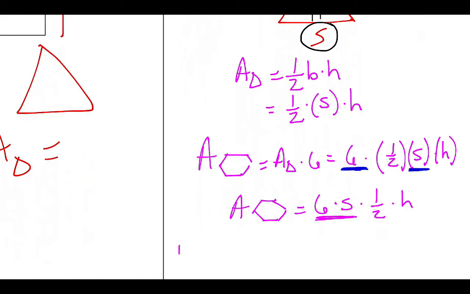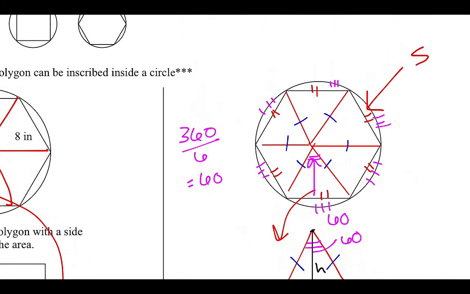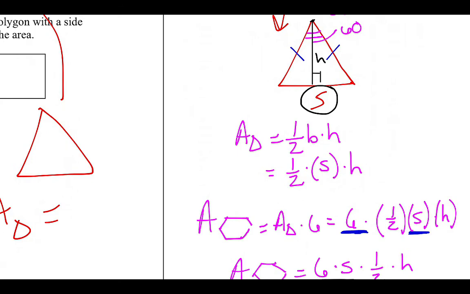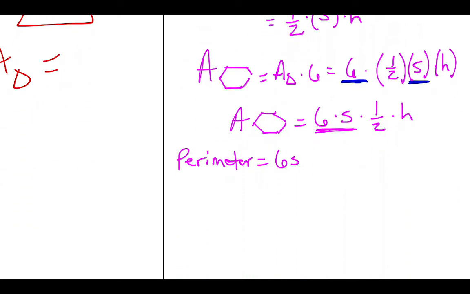Because 6S is the same thing as the perimeter of the hexagon. Because if you look back at the hexagon, each of these sides measured S. And 6 times all of the sides will give me the perimeter of that hexagon. So I'm going to change my formula to read the area of a hexagon is equal to 1/2 times the perimeter times the height.